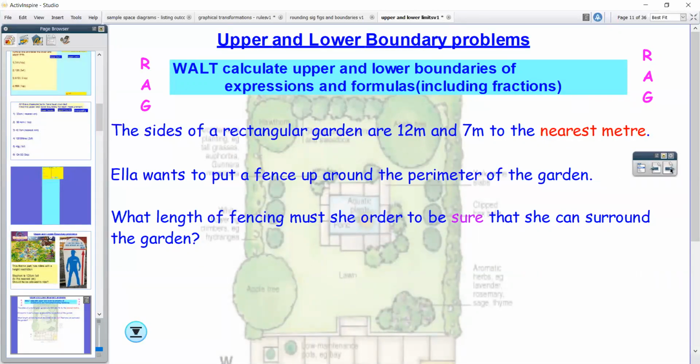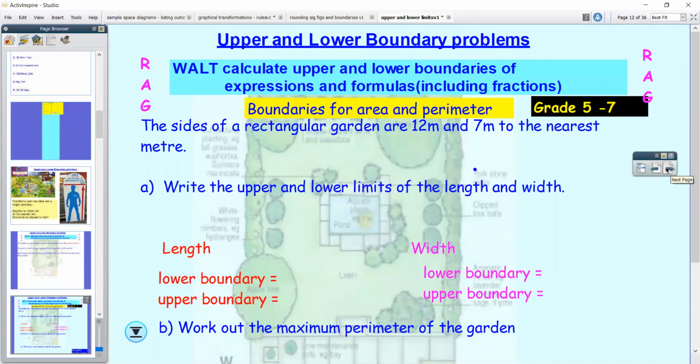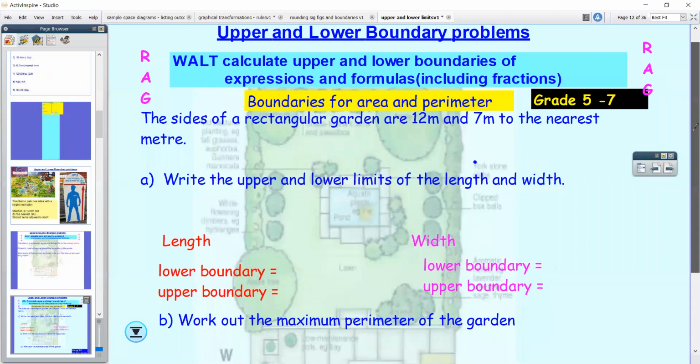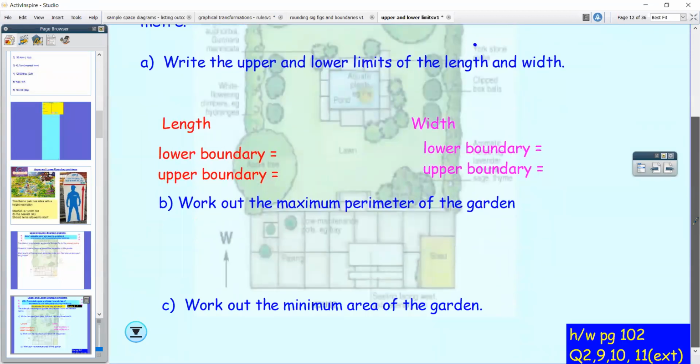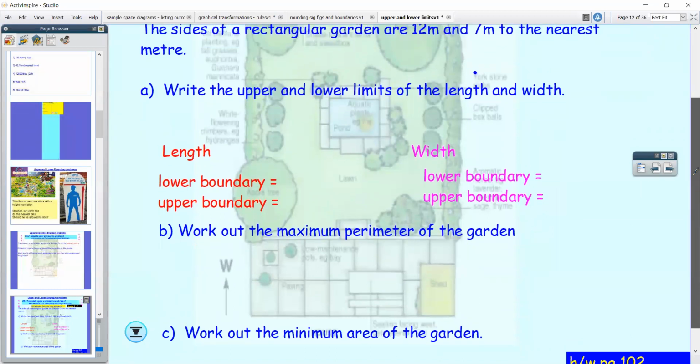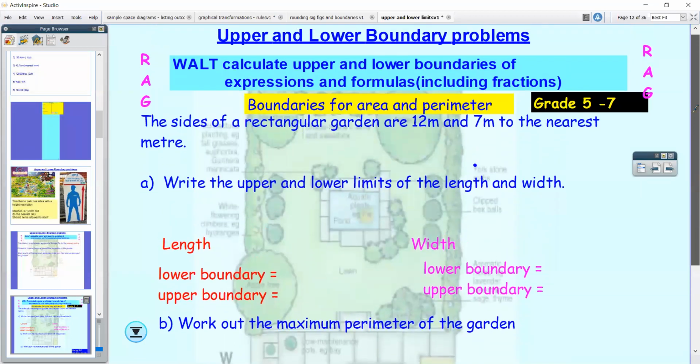So if they do need help, then I put in a bit of structure there. Okay, upper and lower boundaries, maximum perimeter, minimum area of the garden as well. So that's addition and multiplication. That seems to make sense, doesn't it? Because when you're adding two values which have been rounded, the upper boundary is going to be the upper bounds added, and the lower boundary is going to be the lower bounds added.